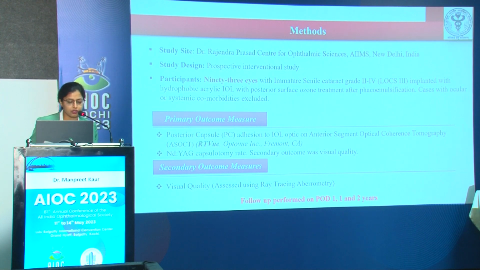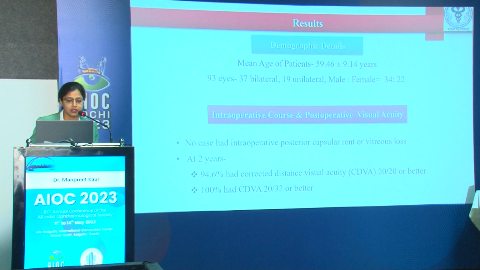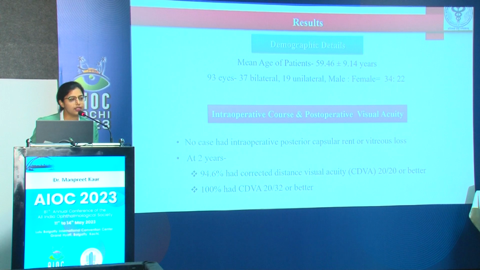Secondary outcome was visual quality assessed using ray tracing aberrometry. Follow-up was performed on postoperative day 1 and 2 years. So the mean age of patients was 59.46 plus minus 9.14 years. 37 were bilaterally implanted, 19 were unilaterally implanted. No case had any intraoperative posterior capsular rent or vitreous loss. At 2 years, 94.6% had an uncorrected distance visual acuity, corrected distance visual acuity of 20/20 or better, and 100% had CDVA of 20/32 or better.